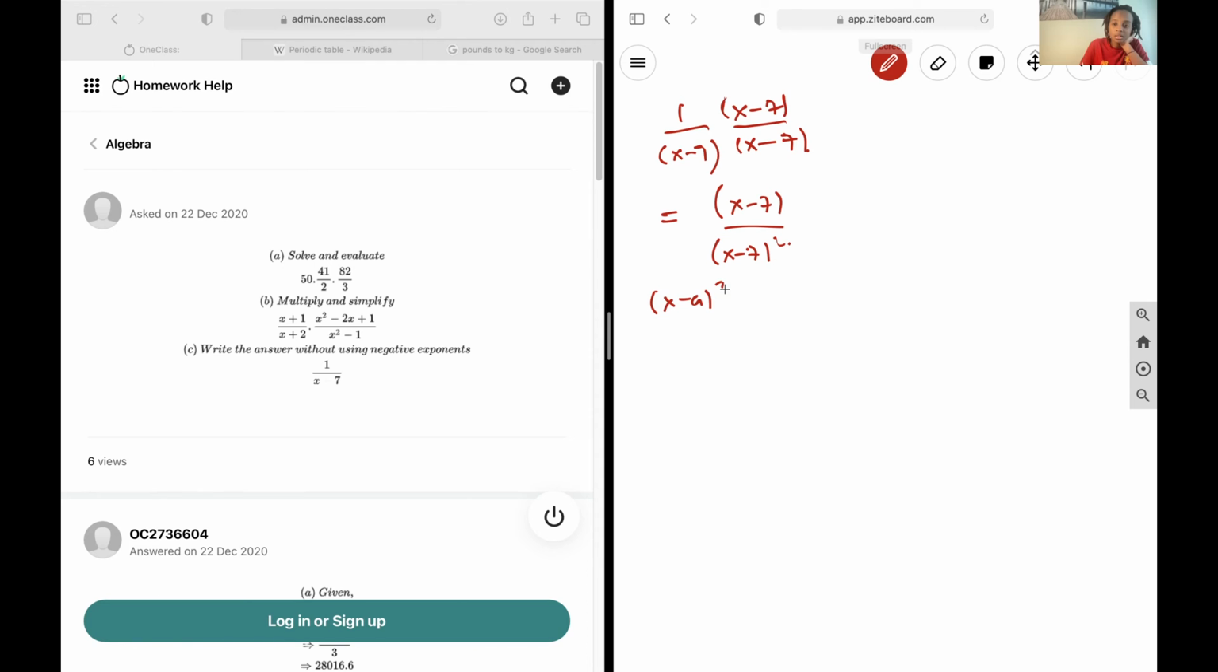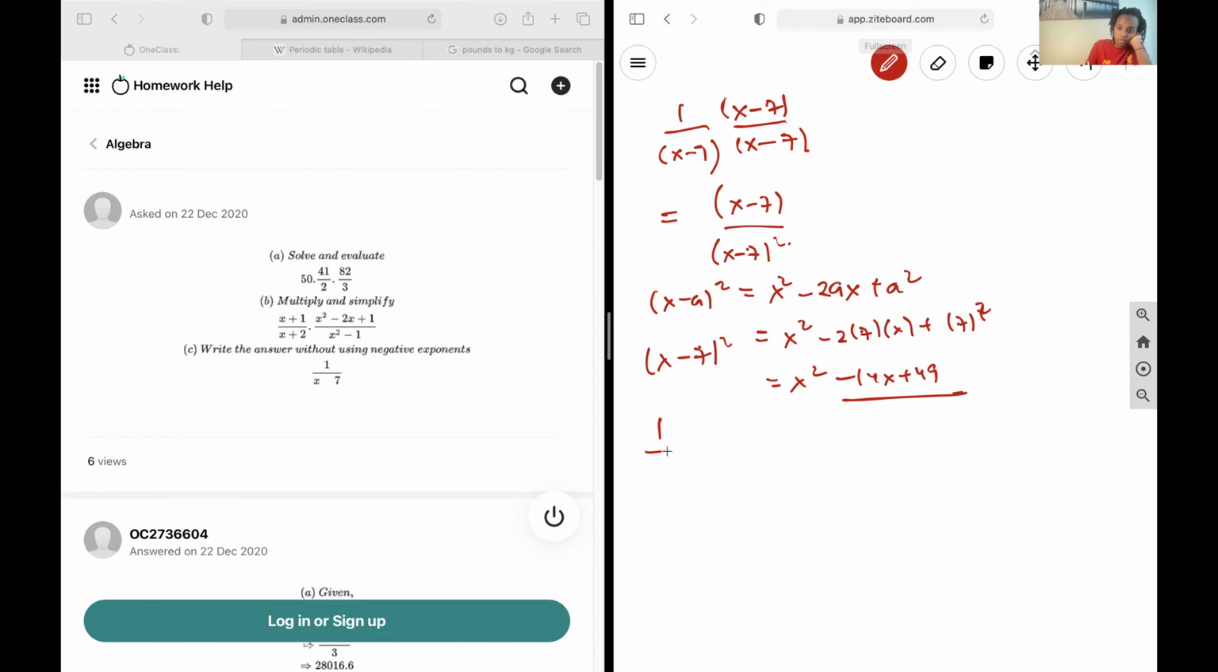And recall that x minus a squared is going to be equal to x squared minus 2ax plus a squared. So we'll get x squared minus 2 by 7 by x plus 7 squared. And that is going to give us x squared minus 14x plus 49. And so we know that 1 over x minus 7 is going to be x minus 7 over x minus 7 squared, and that is going to give us x minus 7 over x squared minus 14x plus 49. And that is it for this one.